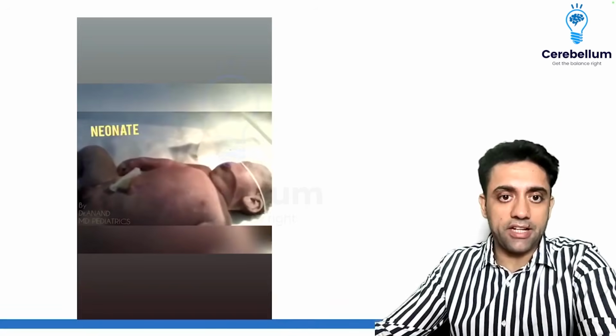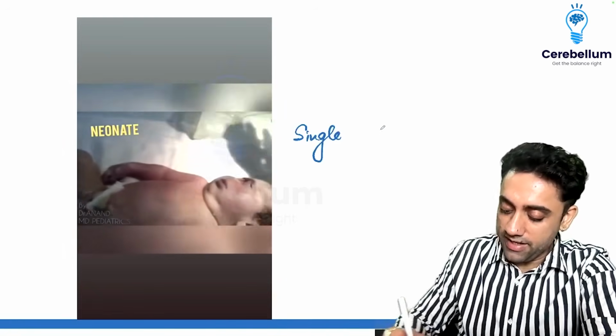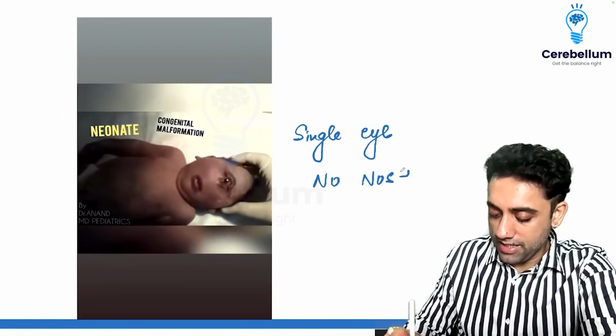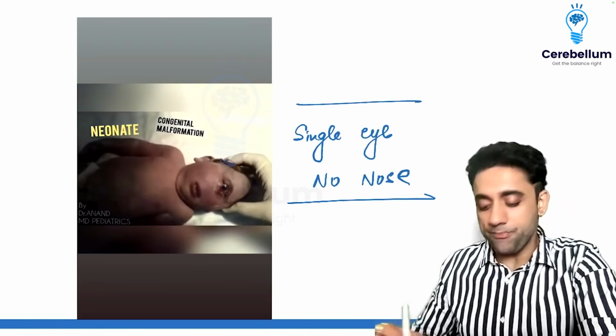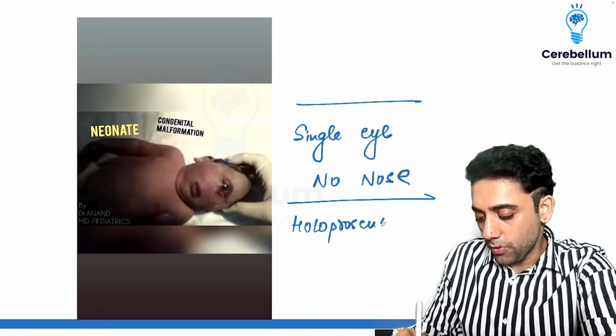We have done this multiple times. I've shown you this video multiple times. What do you think this patient has? If you look at this picture very carefully, this patient has a single eye and no nose, a single eye and no nasal chamber. This is a case of holoprosencephaly.